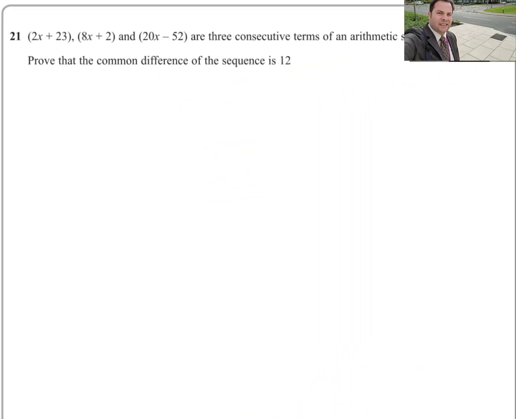Question number 21. 2x plus 23, 8x plus 2, 20x minus 52 are 3 consecutive terms of an arithmetic sequence. If it is an arithmetic sequence, first, second, third, this means the second term minus the first term is exactly the same as the third term minus the second term, the difference, which is called the common difference. If you apply this equation, you will get an equation in x. Solve this equation so you can get the common difference.